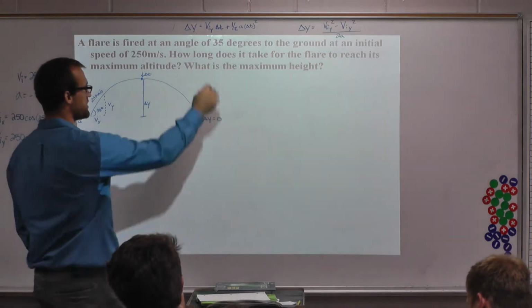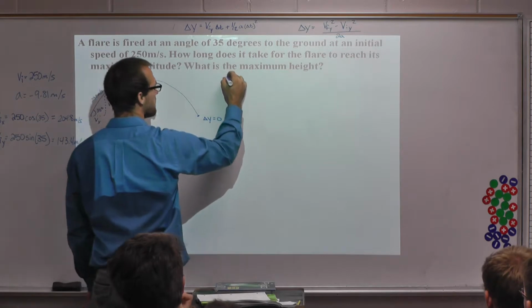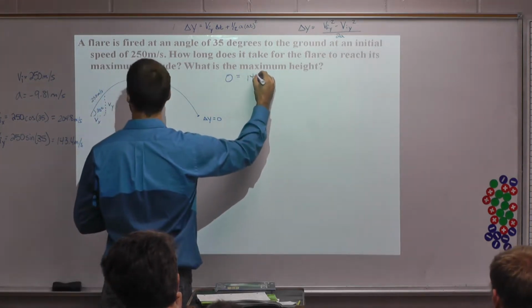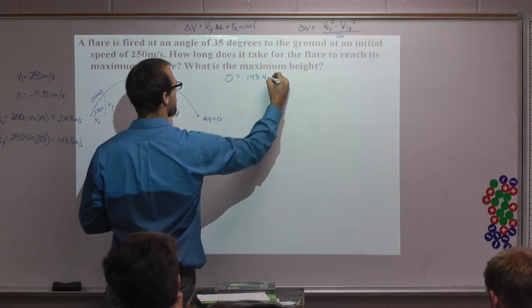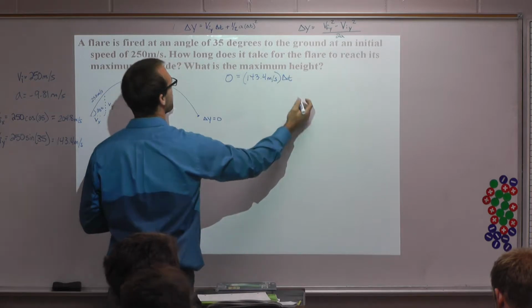Okay, so what we're going to do is use this equation where we set change in y as what? Zero. I like that. V_iy we said was 143.4. We don't know change in t, that's what we're solving for.